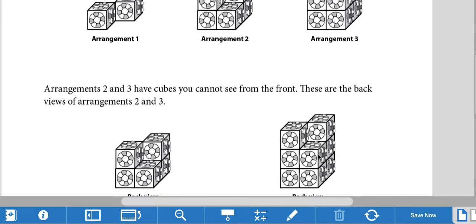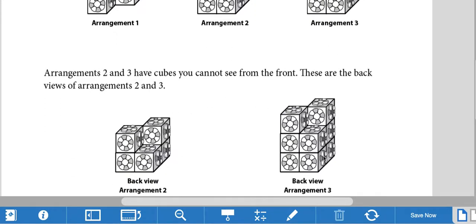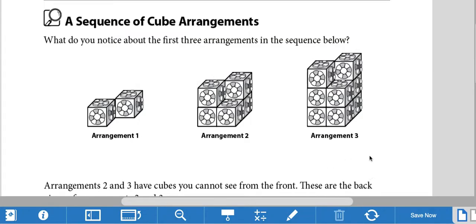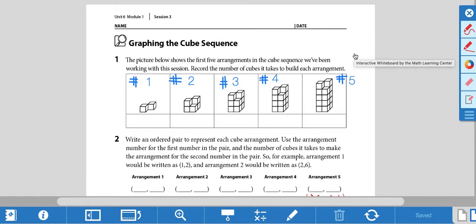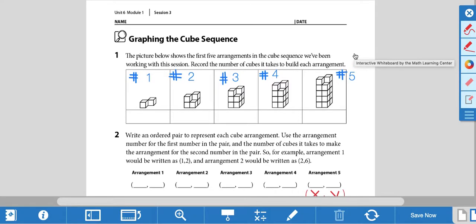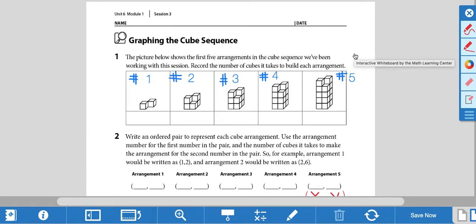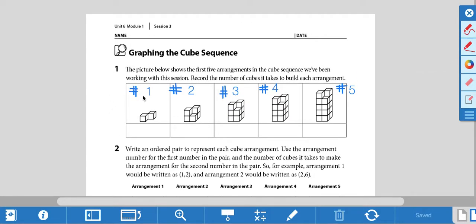Okay, so I just want to go over that, and then we actually have 5 different arrangements that we're going to be looking at on the next page. So on this page, and if you want to follow along, this is in your student book. This is on page 206 in your student book. Okay, so I've gone ahead and I've labeled each of these arrangements. This is arrangement 1, arrangement 2, arrangement 3, 4, and 5.